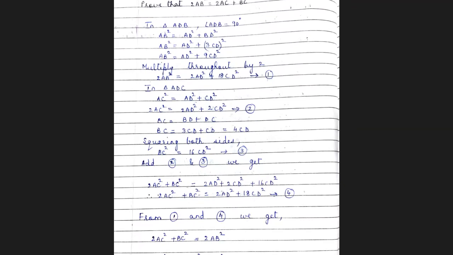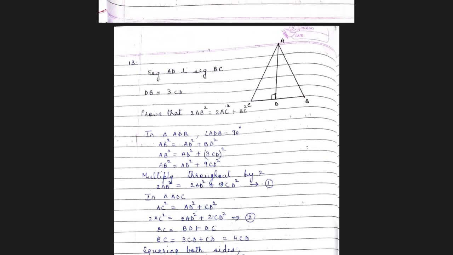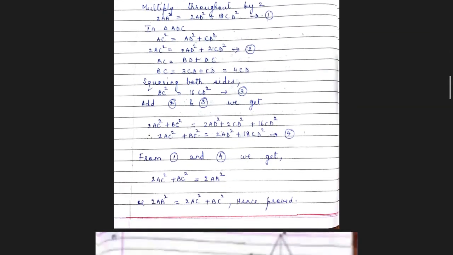We are just multiplying that equation by 2. So you get 2AC square equal to 2AD square plus 2CD square. That's equation 2. We know that BC is equal to BD plus DC. In place of BD, substitute 3CD. So BC we get equal to 4CD. Square both the sides. BC square equal to 16CD square.